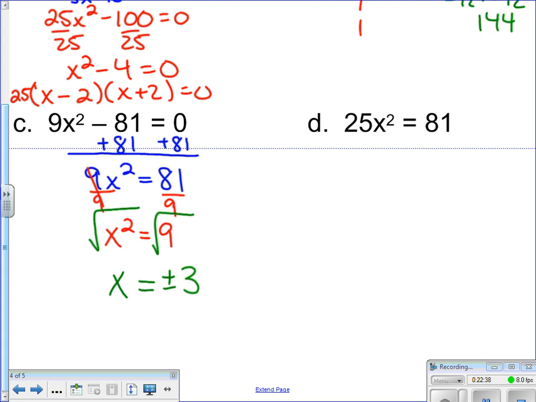Now hopefully you know what to do with the 25 in front of the x squared. If you said divide, that's right. Go ahead and divide by 25. So you get x squared equals 81 over 25.